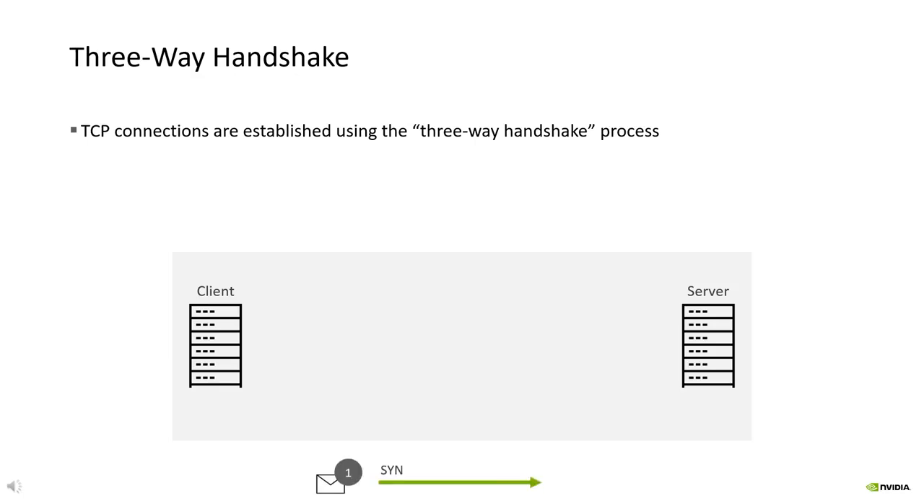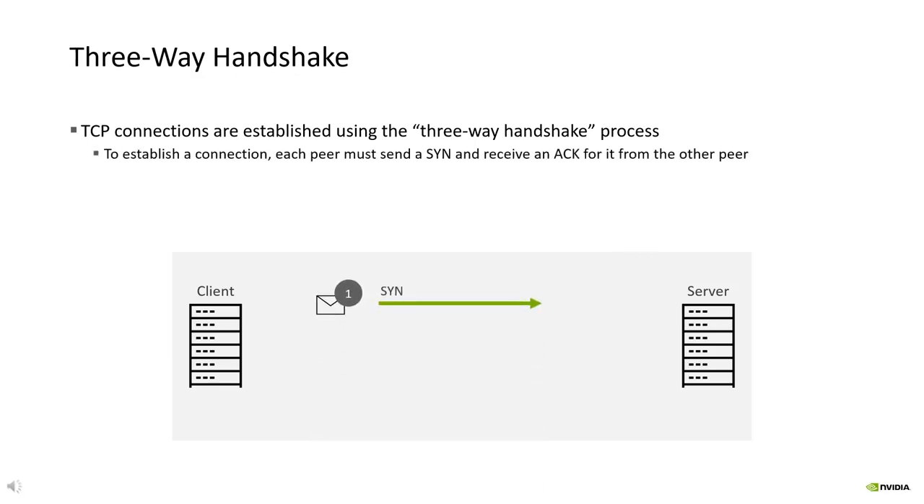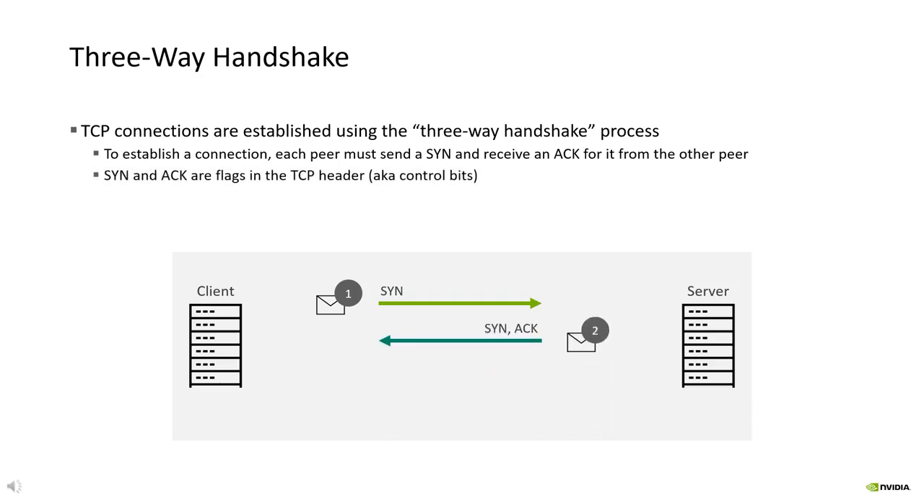Step 1. The client sends a synchronization message to the server. The objective of this message is to ask or infer if the server is open for new connections. Step 2. When the server receives the synchronization message from the client, it responds and returns a confirmation receipt, the acknowledgement message or SYN-ACK message.